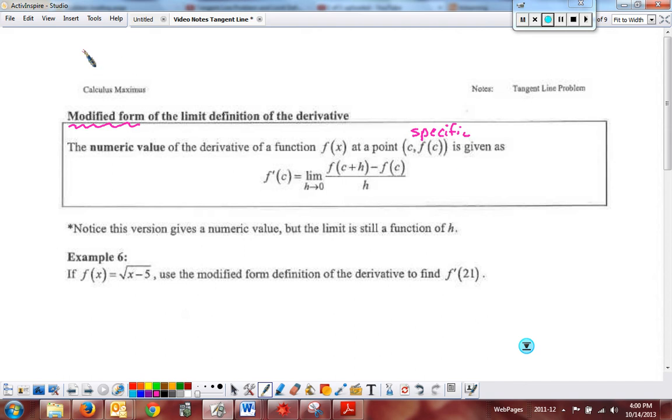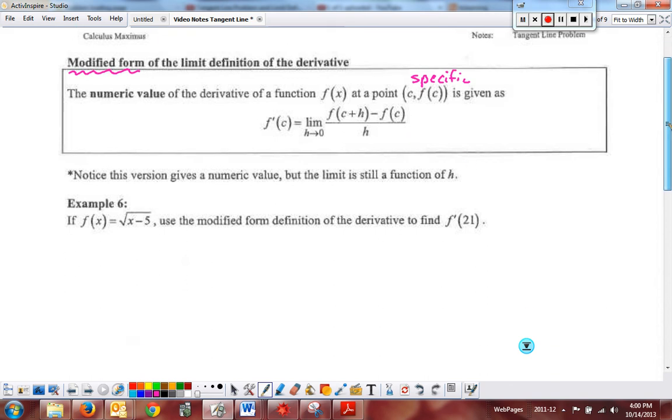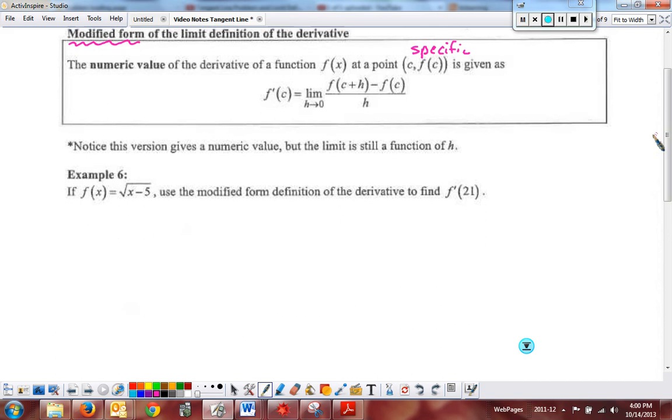So instead of using the general formula, which is f prime of x, the limit as h goes to 0 of f of x plus h minus f of x all over h, now what we want to do is find a specific value for the derivative, the slope at a specific point x equal to c. Okay? So when we look at this, there's a couple of things to recap here.